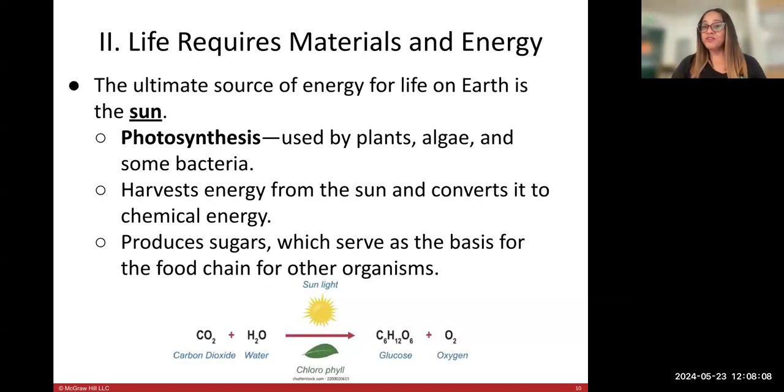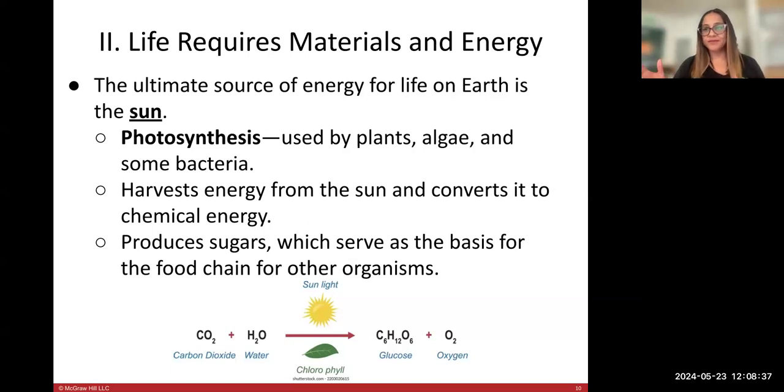The ultimate source of energy for life on Earth is actually the sun, because plants are at the very bottom of the food chain. They form the base of our food chains and food webs. If there are no plants, there is nothing for the animals underneath to eat. So photosynthesis, used by plants, algae, and certain bacteria, harvests energy from the sun, converts it to chemical energy, and produces sugars, which serve as the basis of the food chain for other organisms.